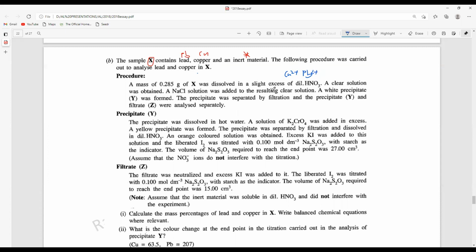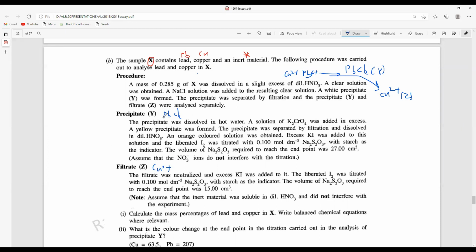And NaCl solution was added to this clear solution. A white precipitate was formed. So when you add NaCl, clearly you have to understand what is happening here. PbCl2 is going to form. So this is our precipitate Y, right? And then the precipitate was separated, and the filtrate was Z. So basically the filtrate contains copper 2+. So this is our Z. So what they have done to PbCl2 is here. And what they have done to copper 2+ is here.